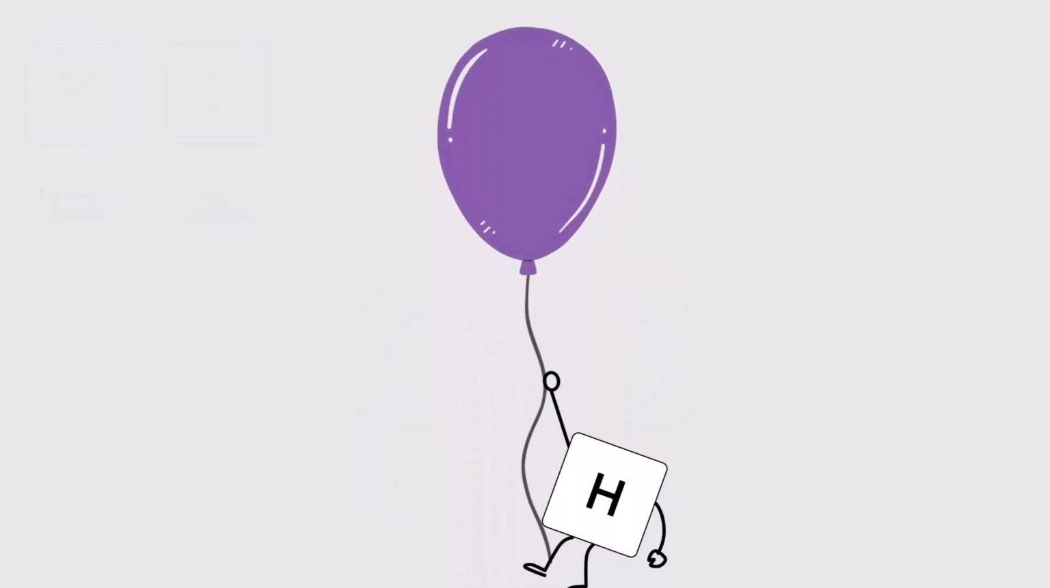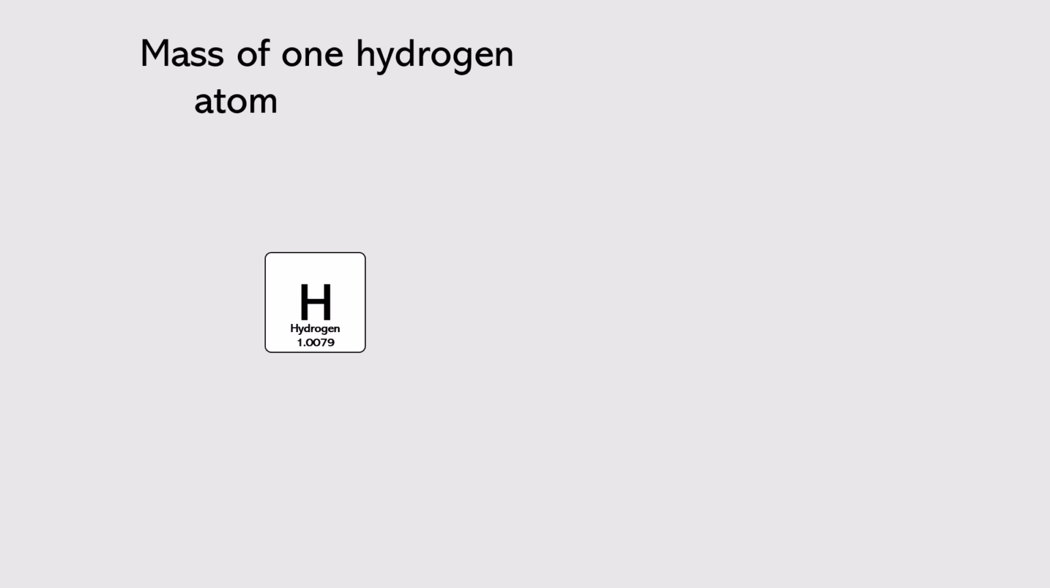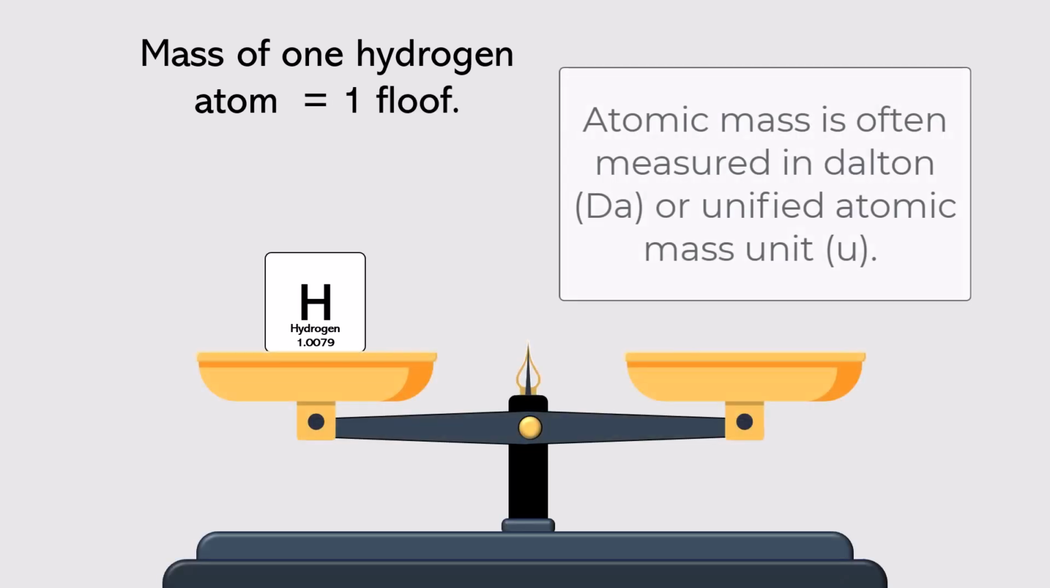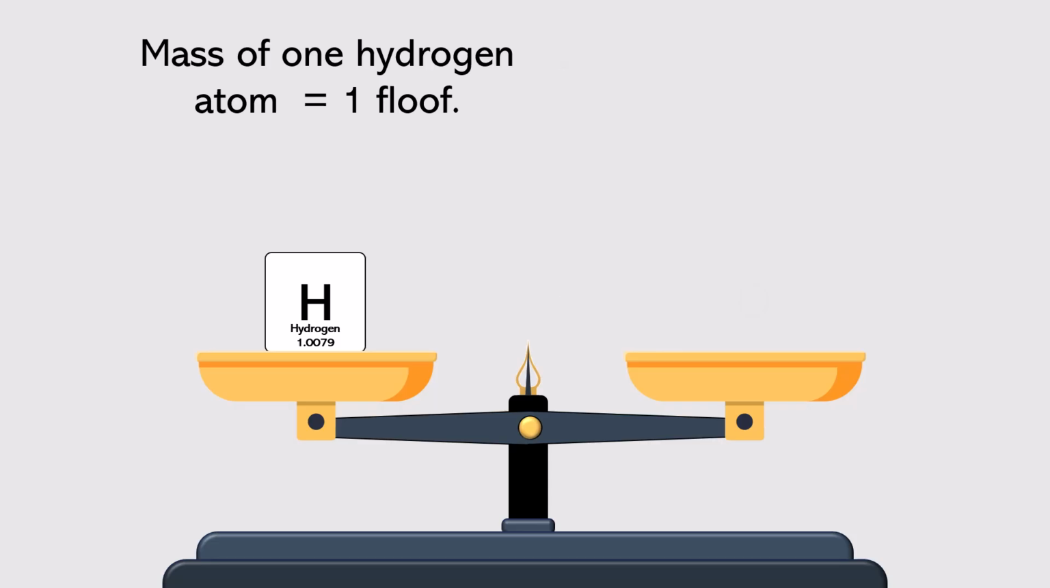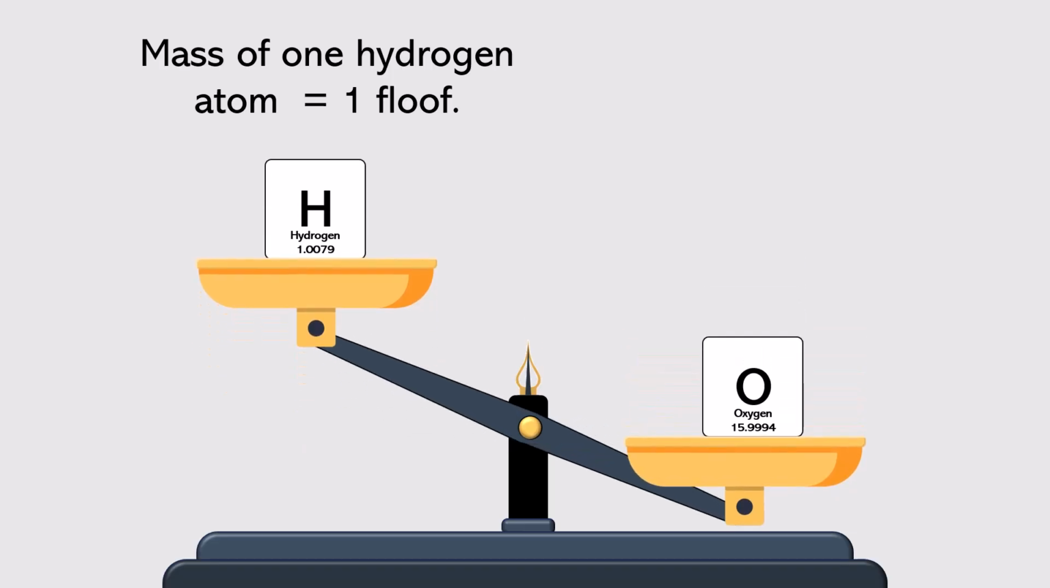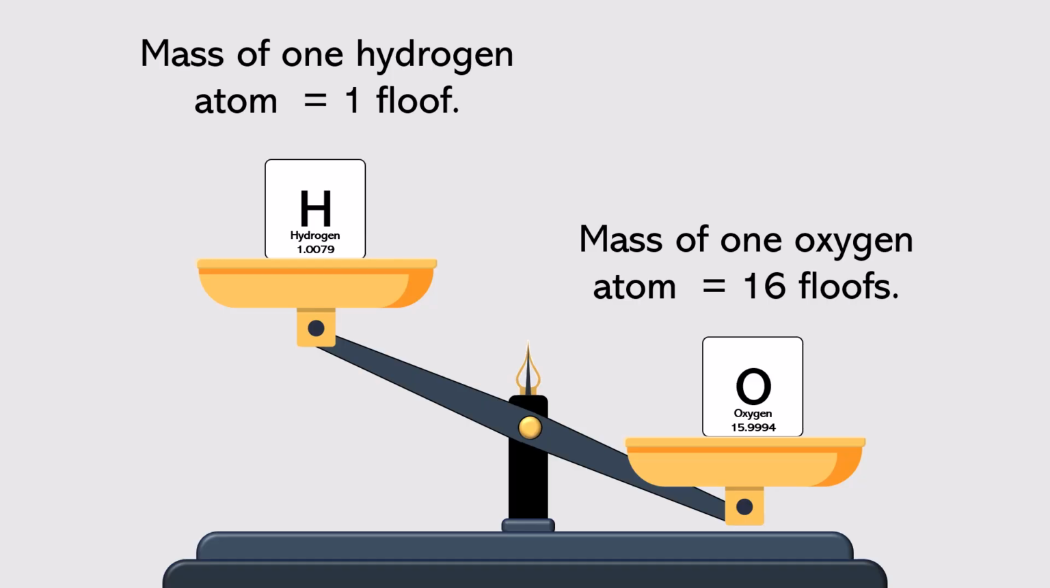Now, hydrogen is super light. If we could weigh just one hydrogen atom, it would be really tiny. Let's call the mass of one hydrogen atom 1 floof. I know, sure, there's a technical term for atomic mass, but that's a topic for another video. Now, on the other hand, oxygen is much heavier. It's about 16 times heavier than hydrogen. So one atom of oxygen would weigh 16 floofs.